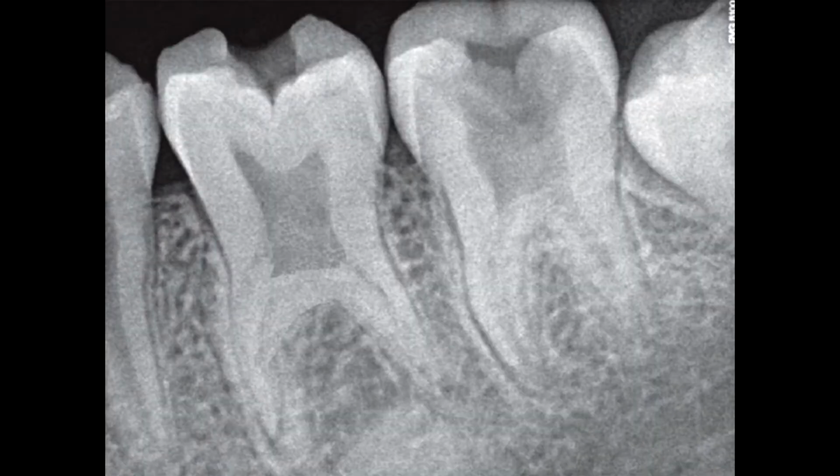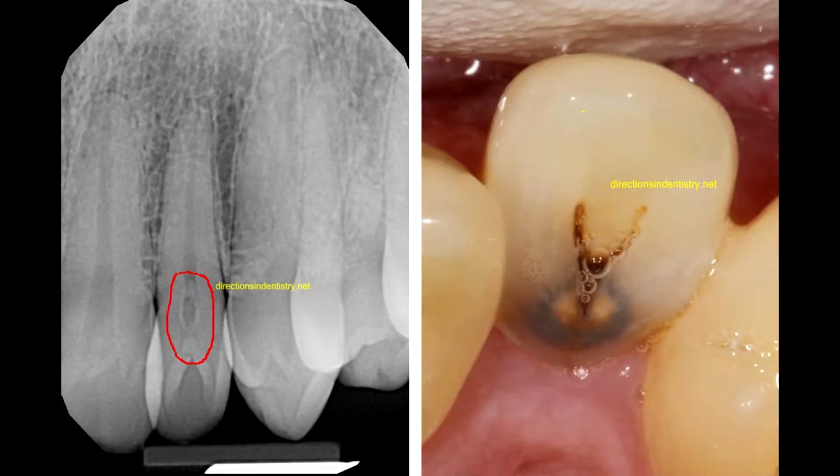Taurodontism. Cause: developmental. Location: the molars. Cannot be observed clinically because the crowns appear normal. Radiographically, however, the pulp chamber is enlarged and elongated. Roots are shorter with the furcation near the apices. Treatment: there is no treatment and it can be diagnosed radiographically.